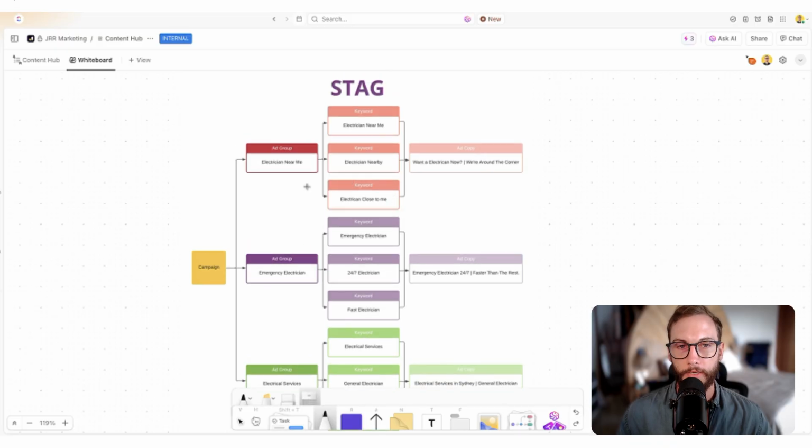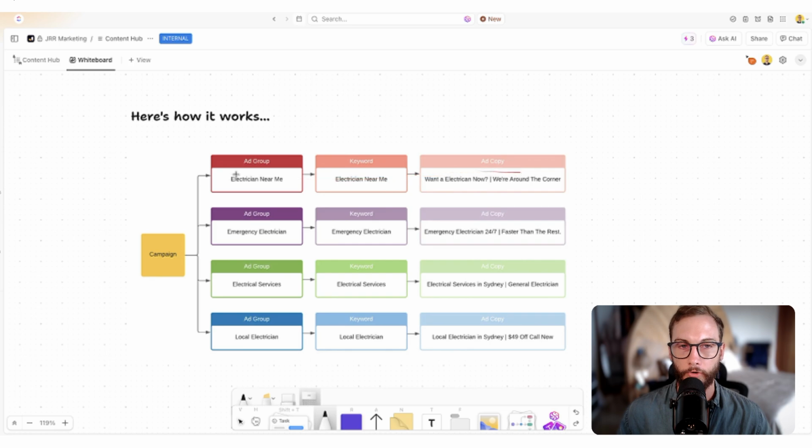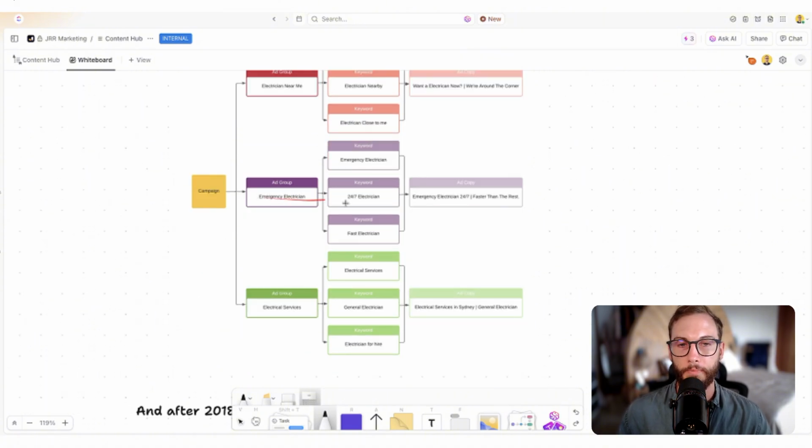Basically, you can see the evolution here from this one, where it's one ad group, one keyword, etc. You would instead have one ad group and then a central theme. So in this case, it'd be electrician near me: nearby, close to me, or electrician Sydney, electrician Melbourne, or insert suburb. And then emergency would be emergency style keywords like emergency electrician, 24/7 electrician, you know what I mean?